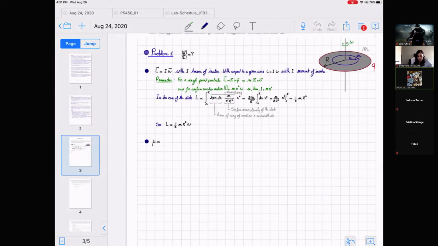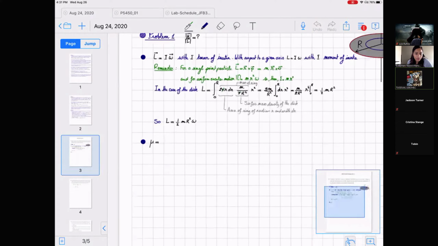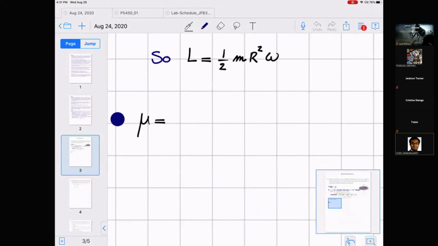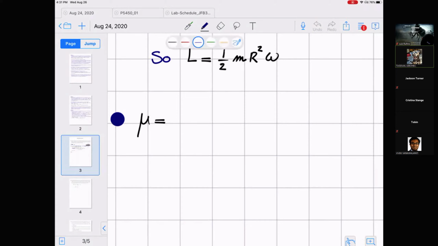Is there anyone with questions regarding that part, or is everyone clear now? I think that the derivation of the moment of inertia and then plugging it in for the angular momentum is pretty clear for me. Okay, so we can move on. How do you calculate the magnetic moment then? It would be the current times the area. Right. So let me write that.